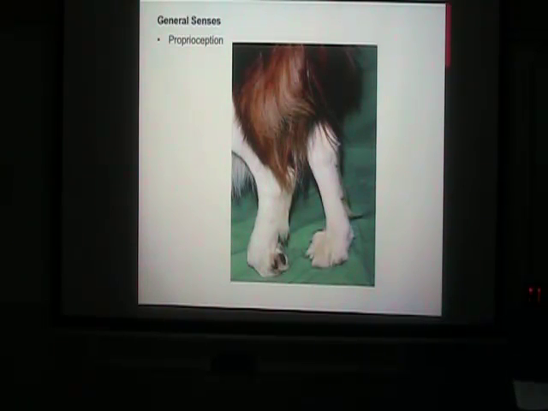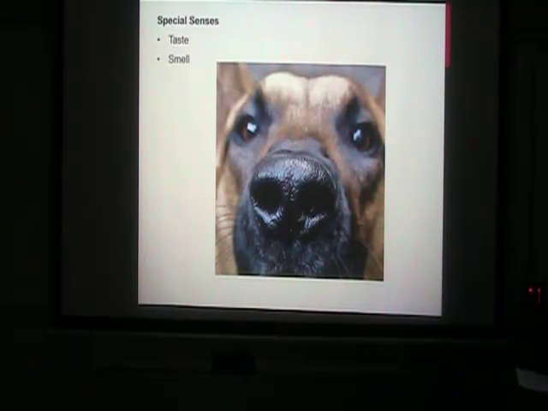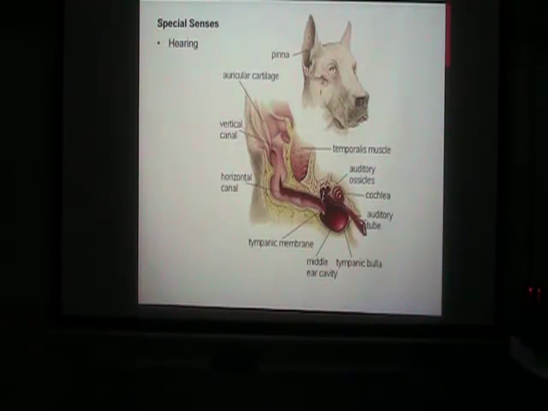Moving on from general senses to our special senses, we have taste and smell. I don't need to go into much detail on that because I think you know what taste is and smell. And then hearing. We have a picture of a dog with its pinna. The ear is divided into three different sections: your outer ear, your middle ear, and then your inner ear.